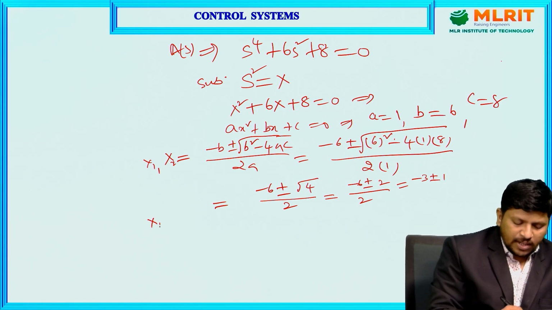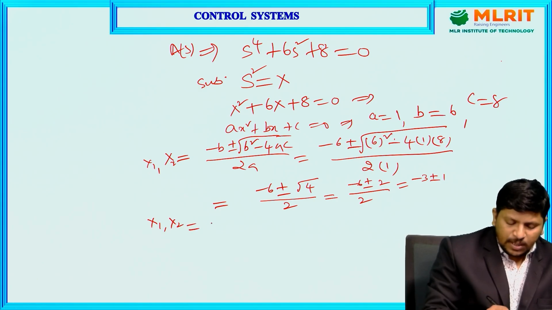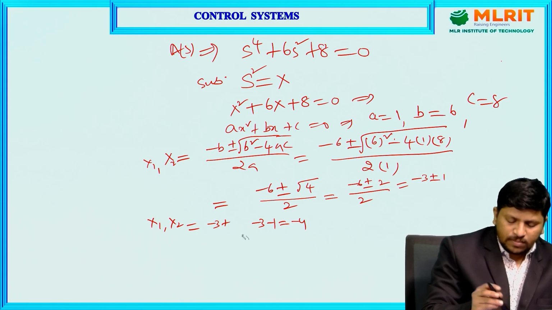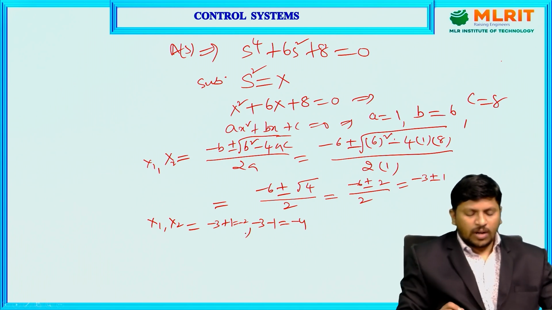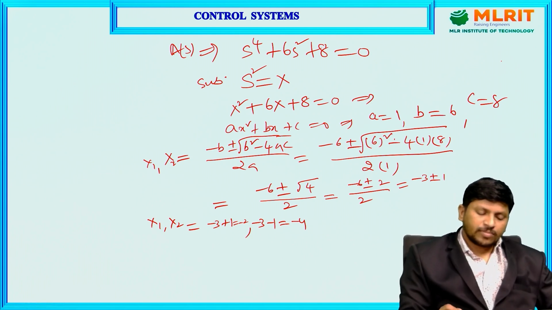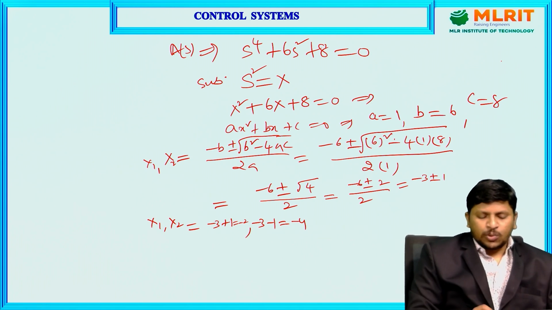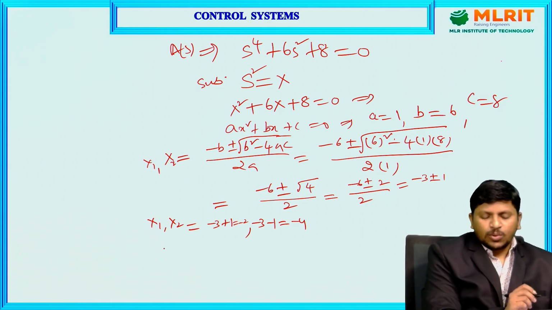So finally x1, x2 equals what? Minus 3 plus 1 is one value, minus 3 minus 1 is another value. So that equals minus 2 for one value and minus 4 for the other. Right, minus 2 and minus 4. So x1, x2 are minus 2 and minus 4.